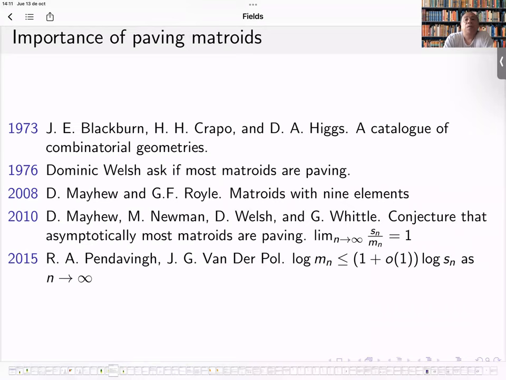So what is the importance of paving matroids? In 1973, Blackburn, Crapo, and Higgs produced a catalog of what they call combinatorial geometries, or what we can call simple matroids. And they make a catalog for these simple matroids up to 8 elements.